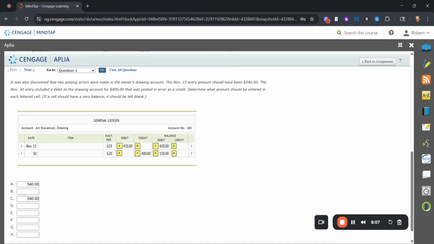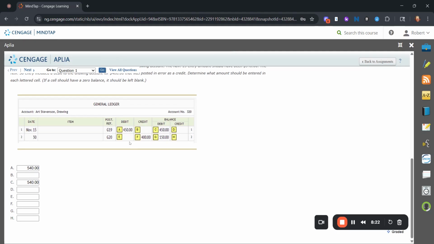Okay, so now the November 30th entry included a debit to the drawing account for $400 that was posted in error as credit. So basically on the 30th, the $400 that's in credit should be in the debit column. That means E should be $400. Since we're moving this $400 from credit to debit, F is now going to be blank.